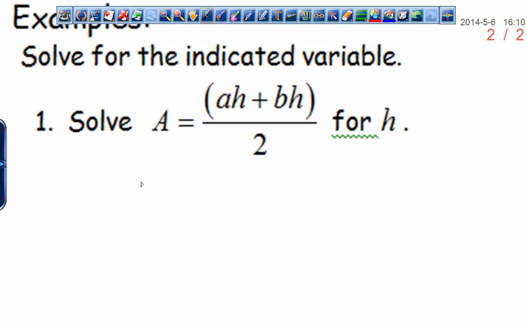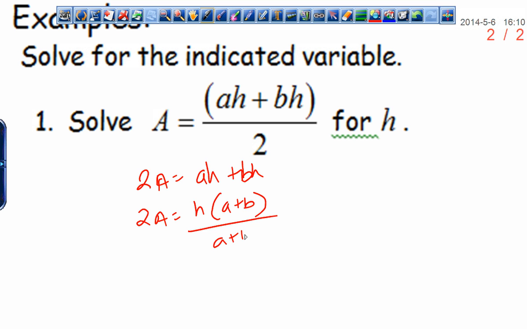So the first thing we do is multiply by 2. So I get 2A equals little h times a plus little b times h. Next thing I'm going to do is factor out an h. So I get 2A equals h times (a plus b). Last thing we do is divide both sides by a plus b. So that means my h is 2A over a plus b.